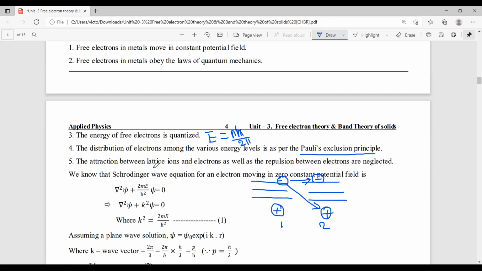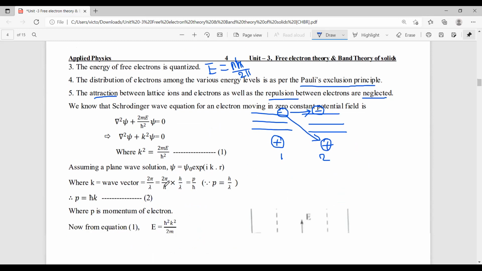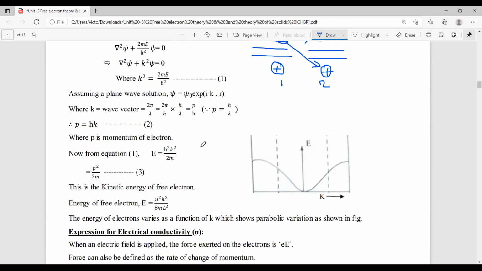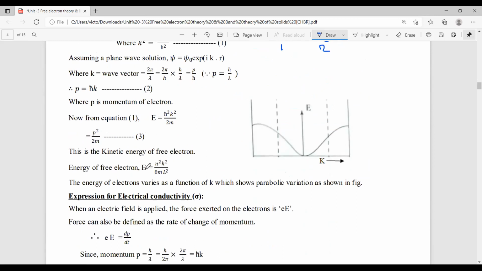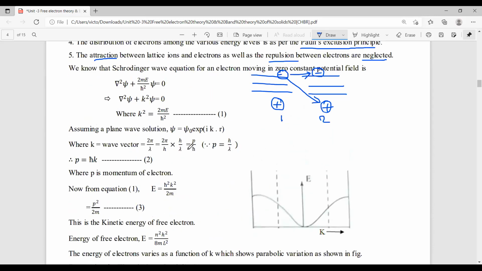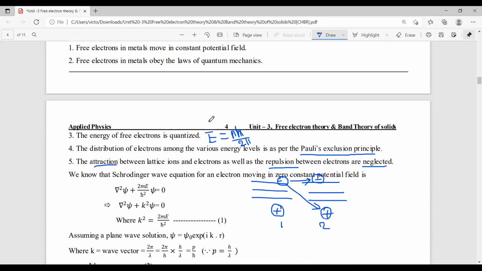But here in quantum mechanics, this attraction force or repulsion, both are neglected. This is very important. And here the energy is quantized, so the energy expression is E = n²h²/8mL². These are some of the assumptions in quantum mechanics.